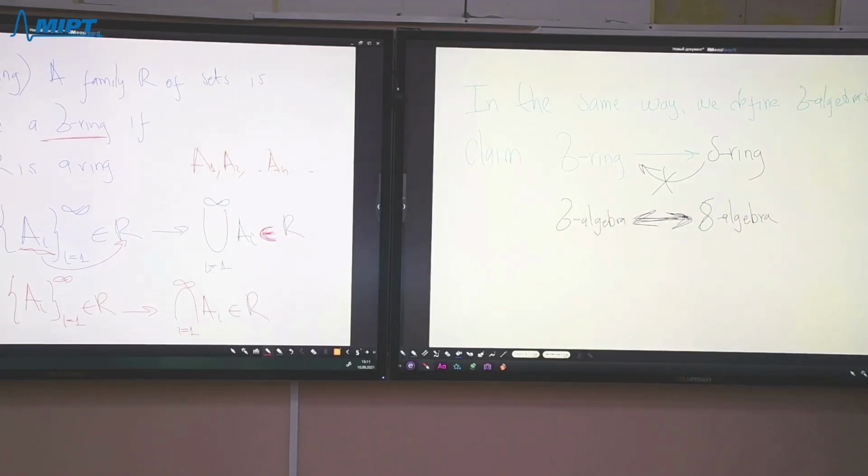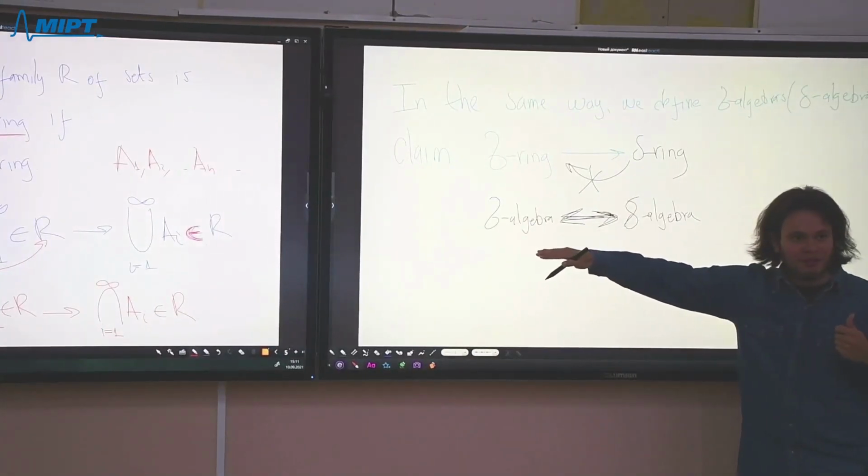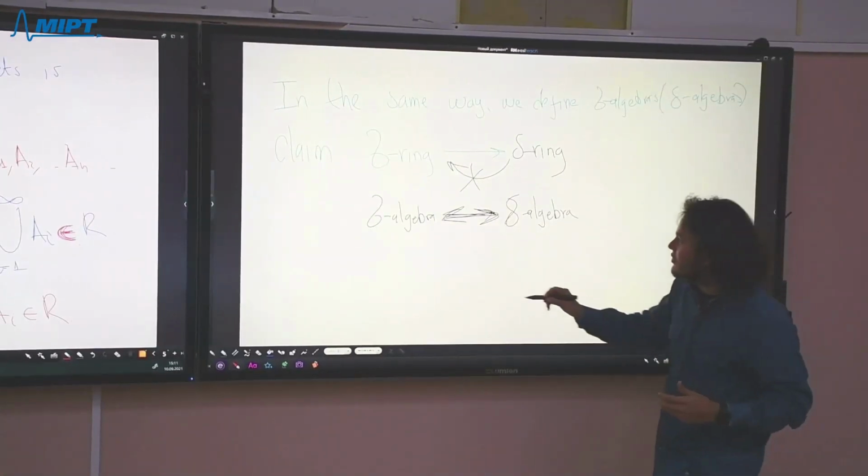So they are equivalent. What does it mean? What can we do with this? Well, if we want to prove something for a sigma algebra, maybe sometimes it's better to do it for a delta algebra. It's going to be easier to do it for the delta algebra. And if it's true for the delta algebra, then it's going to be true for the sigma algebra. So that's why we need this.